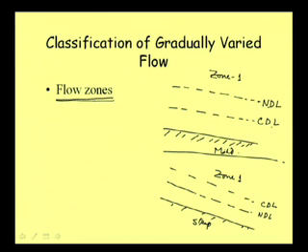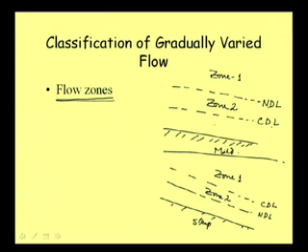Then the zone between NDL and CDL, that is the zone between normal depth line and the critical depth line, is called zone 2. Similarly here also, zone between CDL and NDL is called zone 2. And lastly, the zone between the bed and CDL or NDL, whichever is at lower depth. So, it can be CDL or it can be NDL. This portion is called zone 3.